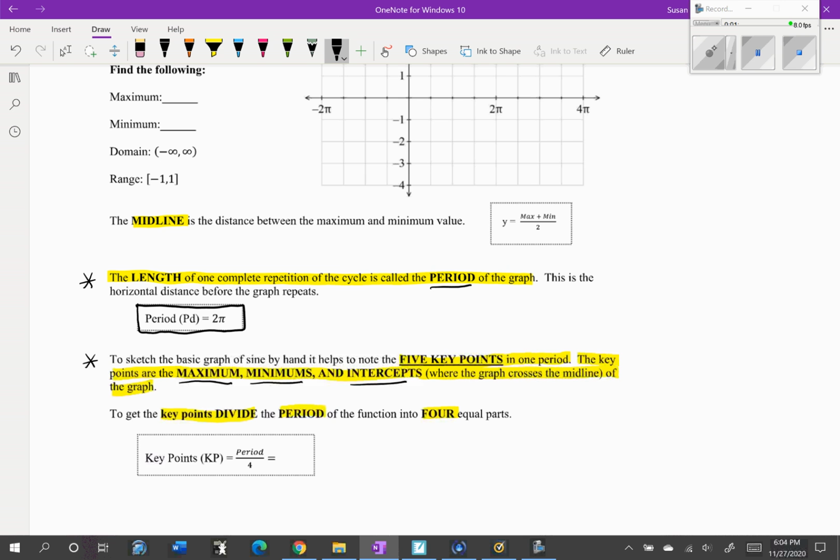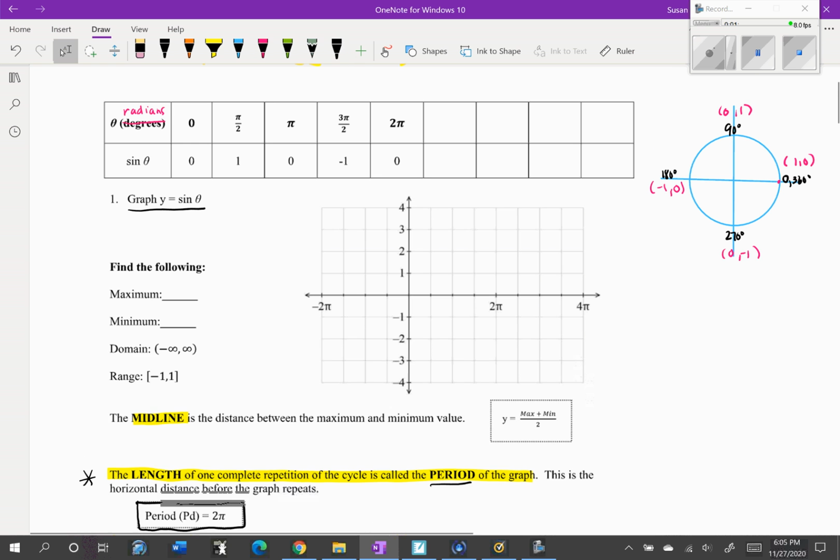To get the key points, we divide the period into 4 equal parts. For this parent graph, the period we know is 2 pi because that's one time around our circle. Divide that into 4 equal parts and we get pi over 2, which of course is the same thing as 90 degrees. Up here I have the circle and I've labeled it with 0 degrees, 90, 180, 270, 360. 90 degrees, remember in radians, would be pi over 2. 180 is pi. This would be 3 pi over 2, and 2 pi would be all the way back around.